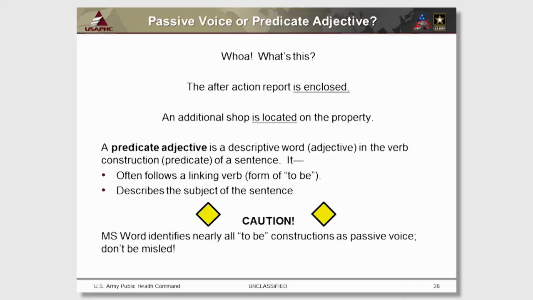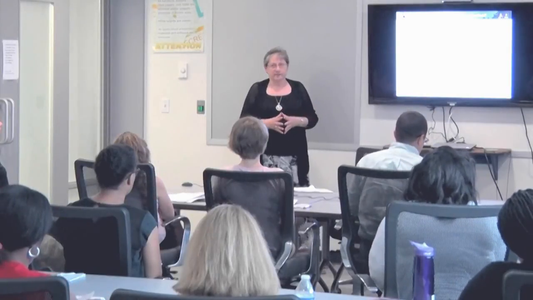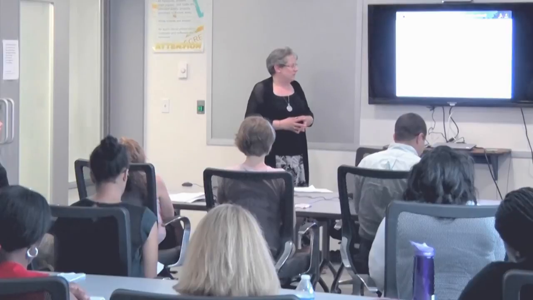When you say the after action report is enclosed, the word enclosed is describing the report. Here, the shop is located on the property. Located is telling you something about the shop, where it is. These are called predicate adjectives because they are descriptive words in the predicate, or the verb construction, of the sentence. They are not passive voice. So I just wanted to put that slide in there so that you know you can't always trust Word to identify everything correctly. This is one that we see a lot, and so we just wanted to make you aware of that.